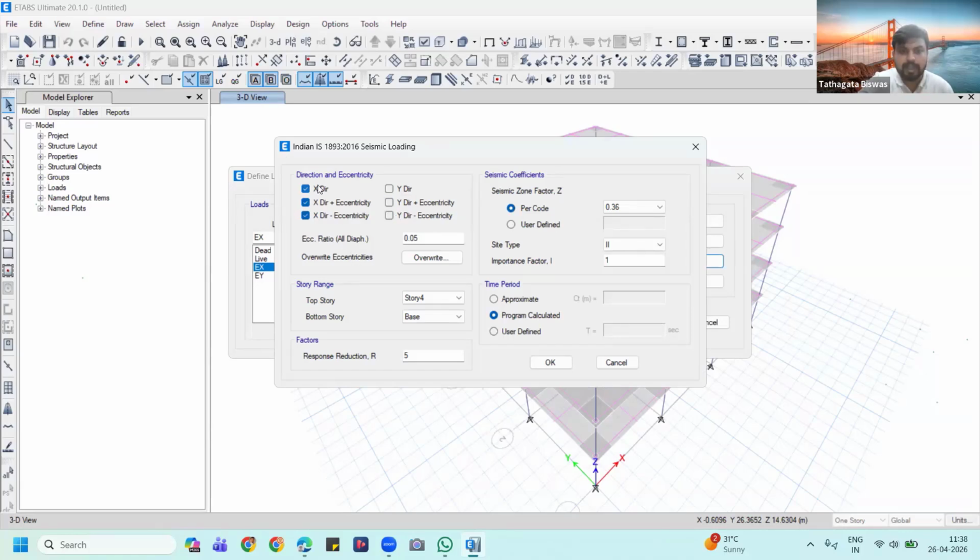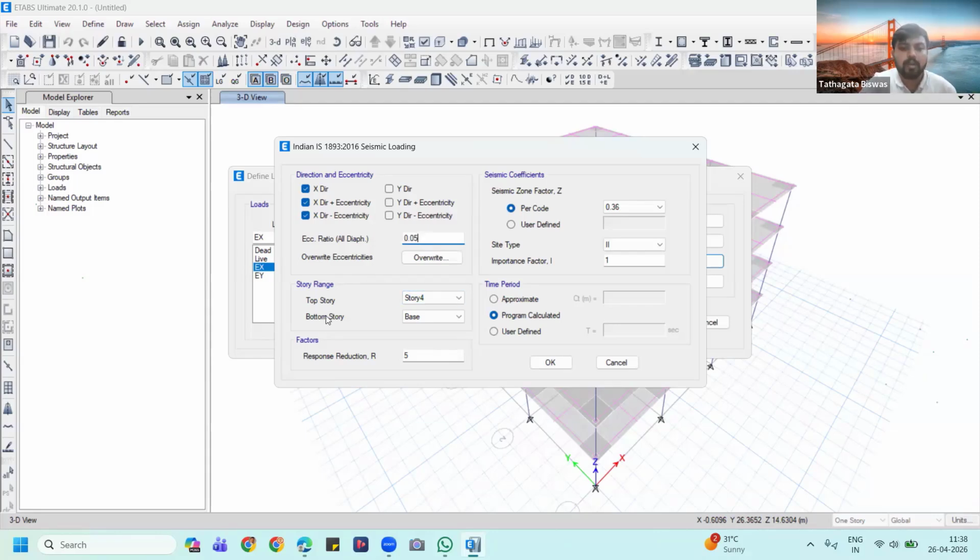Okay. Now X direction plus eccentricity, minus eccentricity. By default, there would be certain torsion in the structure. So for that, 5% eccentricity has been considered automatically by the software. That is the default value that you need to take. So these three should be checked, and this should be 5% by default. Mostly things are okay with the 5%. If it is more than that, then you need to check it in the torsional irregularity check at a later stage.